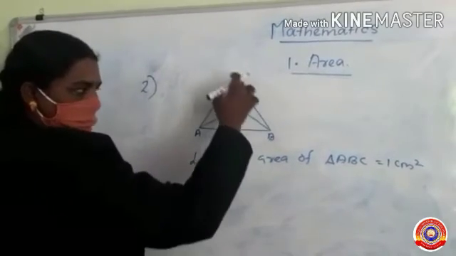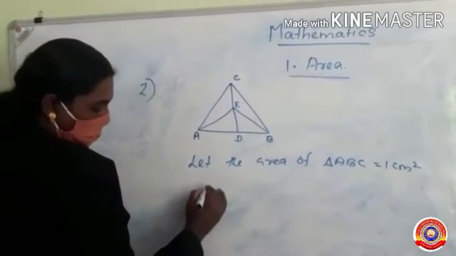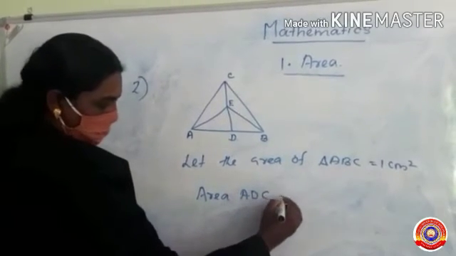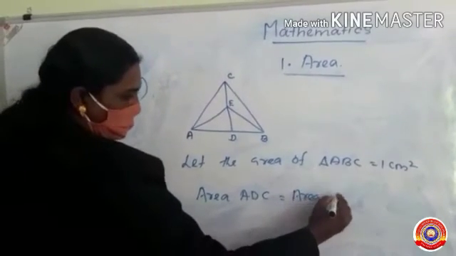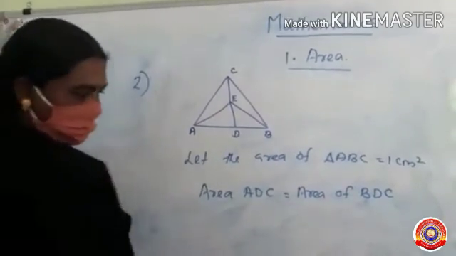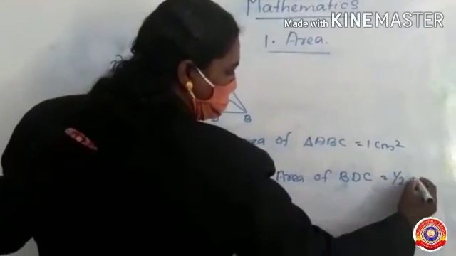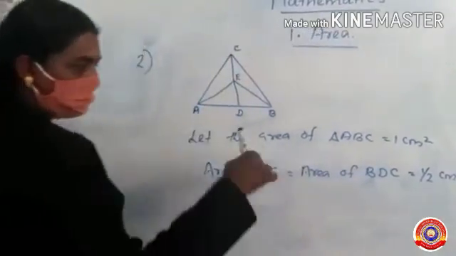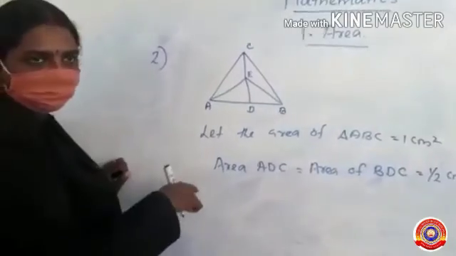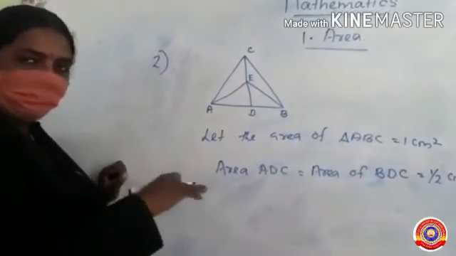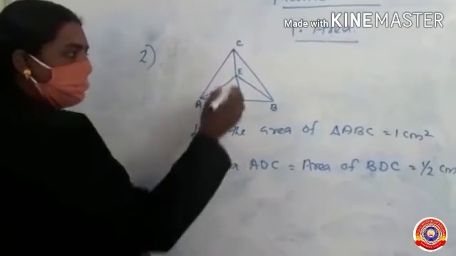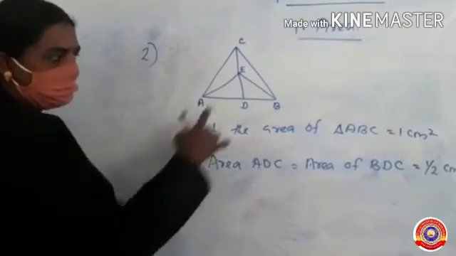If D is the midpoint of AB, it divides the triangle ABC into two equal triangles. So, the area of triangle ADC equals the area of triangle BDC equals half centimeter square. Because D is the midpoint of AB and it divides ABC into two equal triangles. Next, we have to consider E, the midpoint of CD.